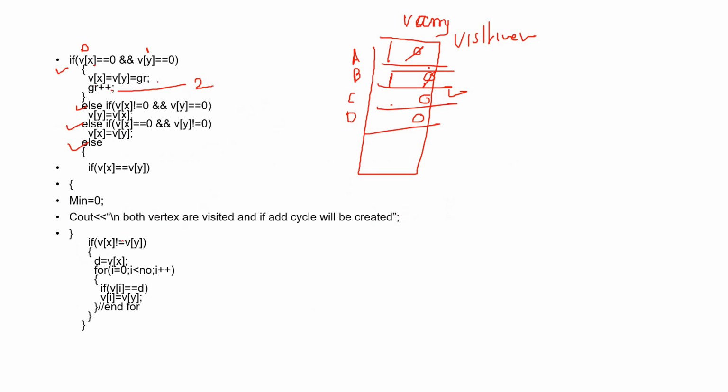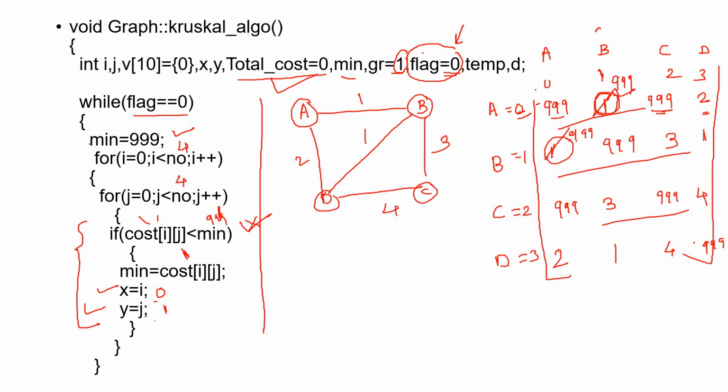So again it will start from the initial while loop. Okay, again minimum is equal to 999. Again we will check all these 16 values. Among all these 16 values, which one is the minimum? So let's say that I is equal to 0, I less than 4, j is equal to 0, j less than 4, and cost of 0 0. So cost of 0 0 is 999. Is it less than 999? False. Okay, next time 0 1. So 999. 0 2, what is it?